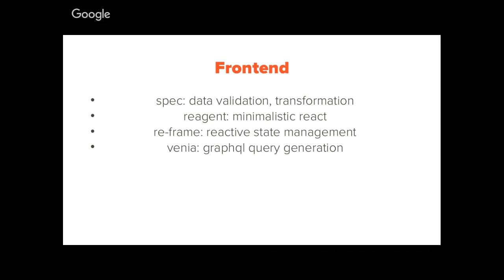And as for the front end, there is also spec, ClojureScript. Then there is Reagent, which is a minimalistic React implementation for ClojureScript, where you are free of any boilerplate. You just have Clojure data, and you define the React components by using Clojure data. Re-frame is the reactive state management, kind of the same as Flux in JavaScript, where you define the data flow between your components and the global state by defining handlers, subscribers, and stuff like that. And Venia is the library for GraphQL query generation from Clojure data.